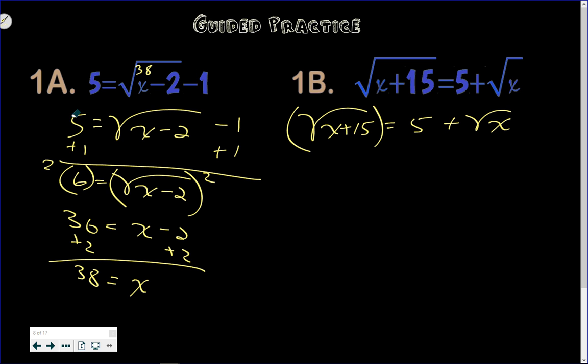okay, so I got to square both sides. Okay, so x plus 15. And then I got to use what on that one? I use FOIL on the right side, so it's 5 plus square root of x.